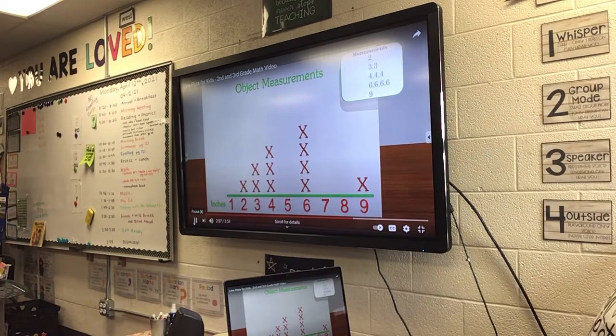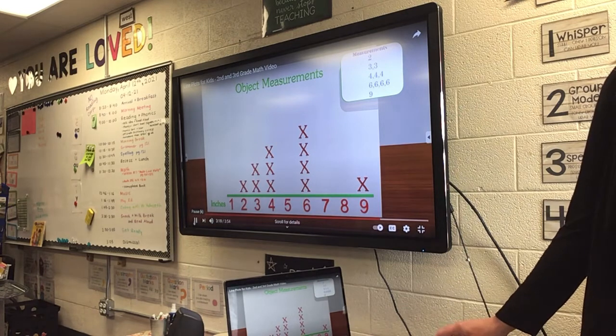We've just made a line plot that shows the measurements of the objects that I had. When we see a mark above a number, it tells us how many times that number occurs. For example, above the 4, we see 3 X's, which means there were 3 objects that measured 4 inches long. So with this information, can you tell me how many objects measured 6 inches long? How many, guys?